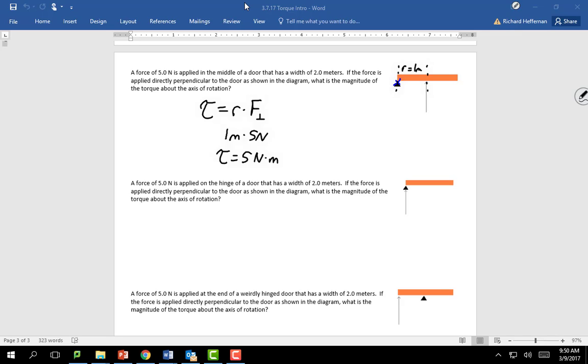For the last couple, we forgot to say whether it was positive or negative. So in this one, is this force trying to make that thing spin in a clockwise or a counterclockwise direction? Counterclockwise. Since counterclockwise torques are positive, this is positive 5 newtons times meters. If it was trying to make it spin the other way, it would be a negative torque. The next one.